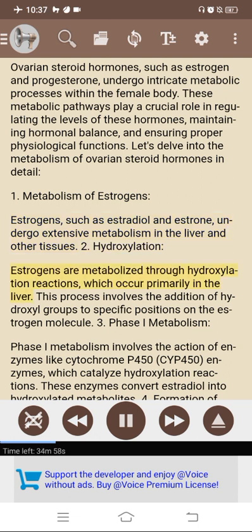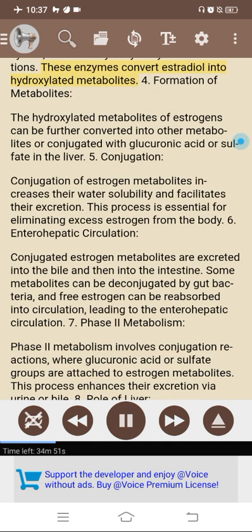2. Hydroxylation. Estrogens are metabolized through hydroxylation reactions, which occur primarily in the liver. This process involves the addition of hydroxyl groups to specific positions on the estrogen molecule. 3. Phase 1 metabolism. Phase 1 metabolism involves the action of enzymes like cytochrome P450, CYP450 enzymes, which catalyze hydroxylation reactions. These enzymes convert estradiol into hydroxylated metabolites.